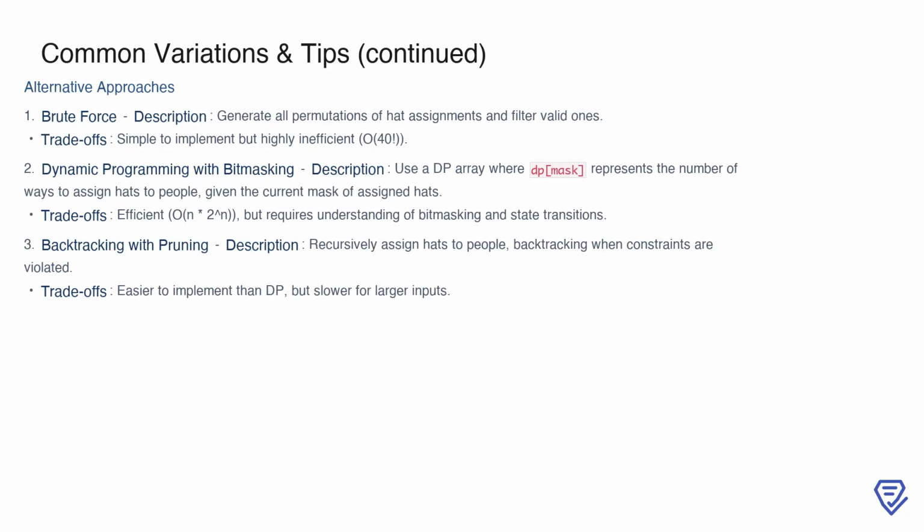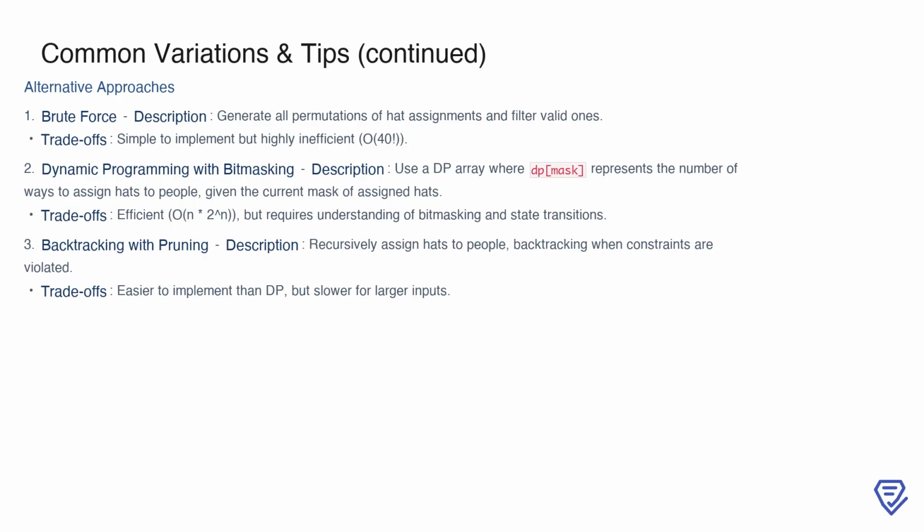There are several approaches to solve this problem, each with its own trade-offs. The brute force method involves generating all permutations of hat assignments and filtering the valid ones. While straightforward to implement, this approach is highly inefficient, with a time complexity of 40!. A better option is dynamic programming with bit masking, where the DP array stores the number of ways to assign hats based on the current mask of assigned hats. This approach is much more efficient, with a complexity of n times 2 to the power of n, but it requires a solid understanding of bit masking and state transitions.